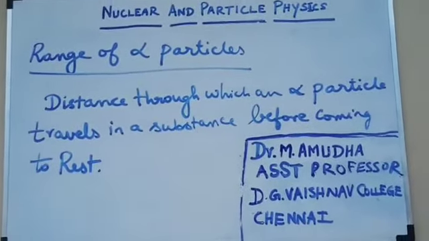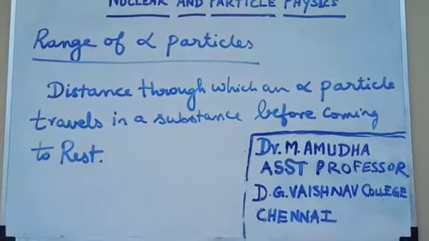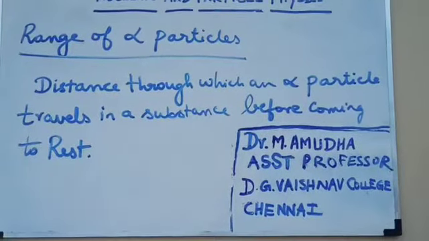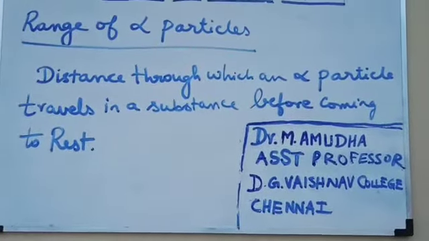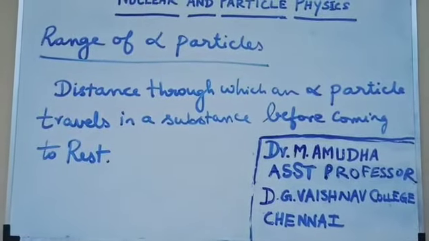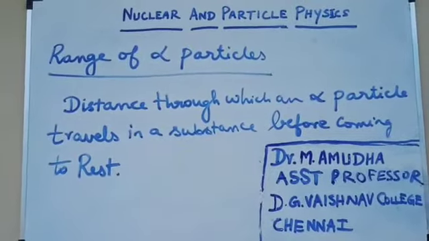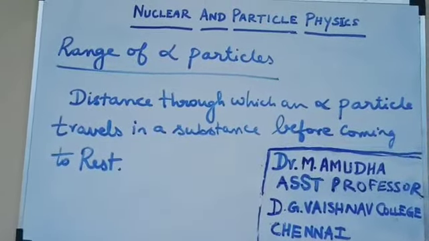So the range of an alpha particle is nothing but the distance through which an alpha particle travels in a substance before coming to rest. That is called the range of alpha particles. An experimental arrangement is also there to determine the range of alpha particles. That experiment is called the Geiger-Nuttall experiment. So we see that now.